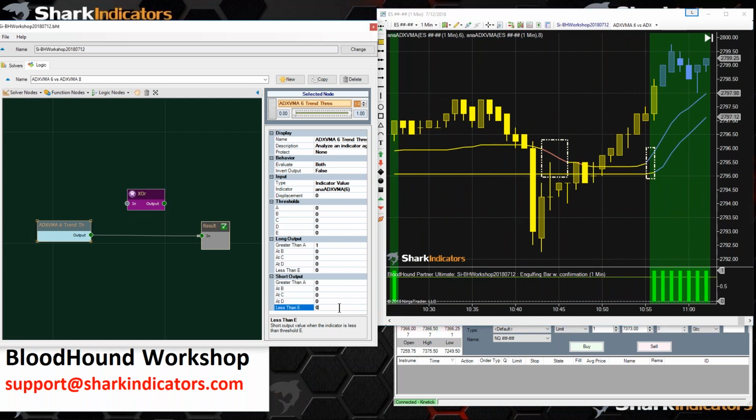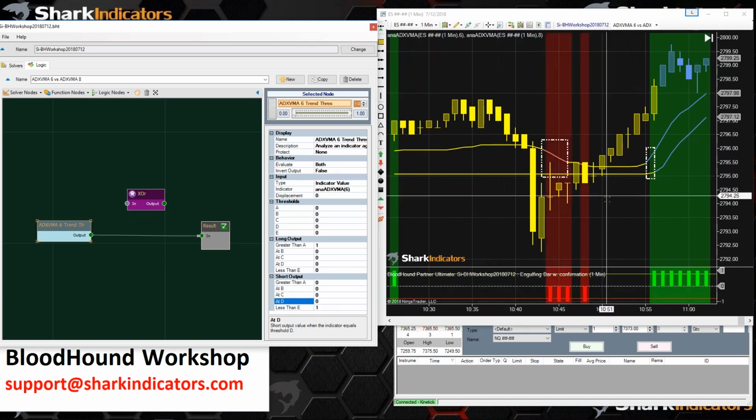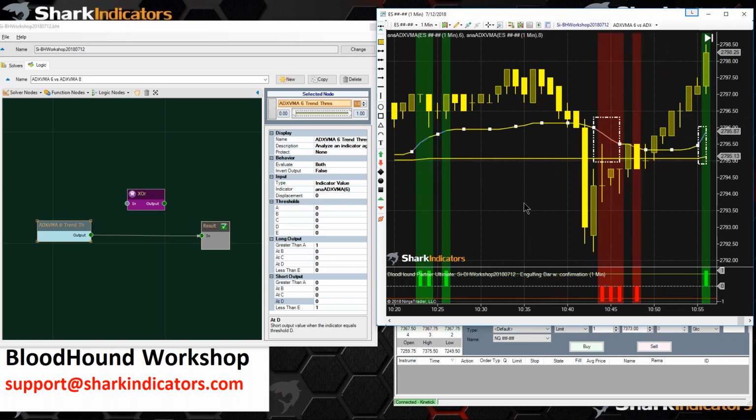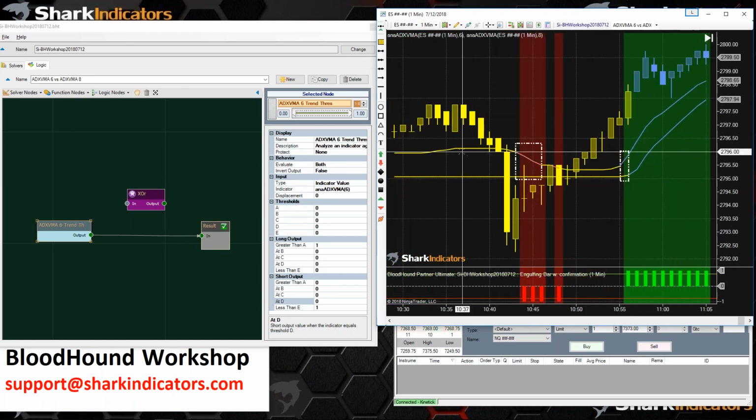And when I set the short output here, less than E, and what is E? E is 0. So when that trend is less than 0, that's going to be a downtrend. Like so. There we go. And a downtrend. All right, just setting the Z order on those indicators there.